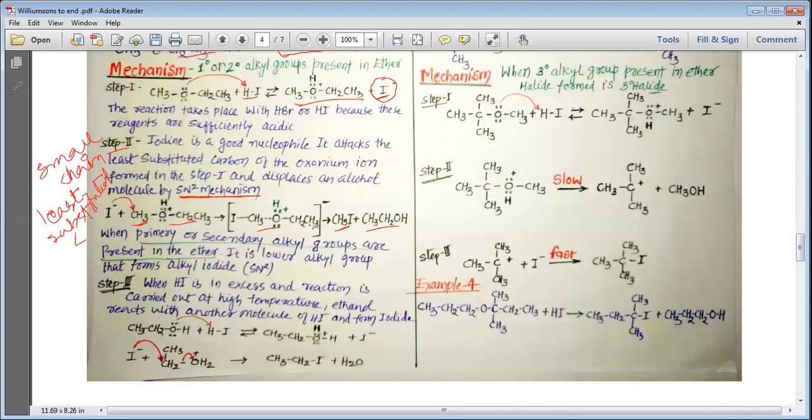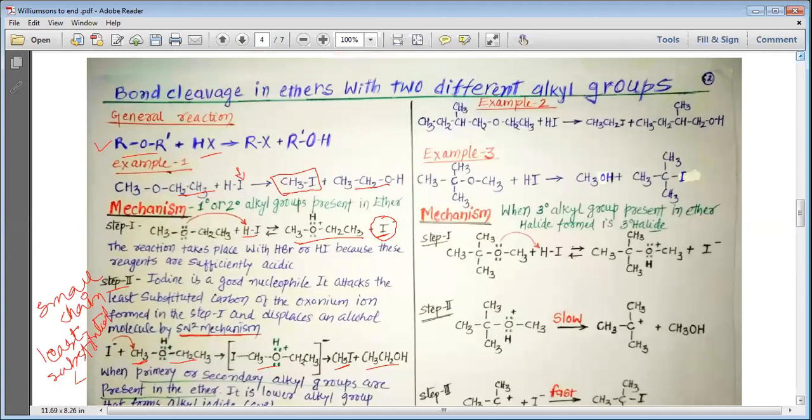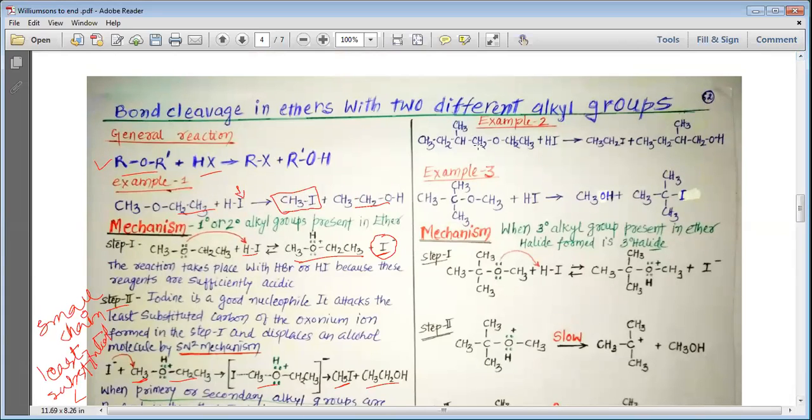Now, my dear students, this alcohol in the third step is again attacked by the hydrogen iodide, and then we again get the protonated alcohol or oxonium ion. Iodine again attacks the alkyl group, and thus another alkyl halide and water are produced. So this is how, my dear students, we understand the mechanism for this reaction. Now, this was the first example of bond cleavage in the C-O bond. Now we want to study another example.